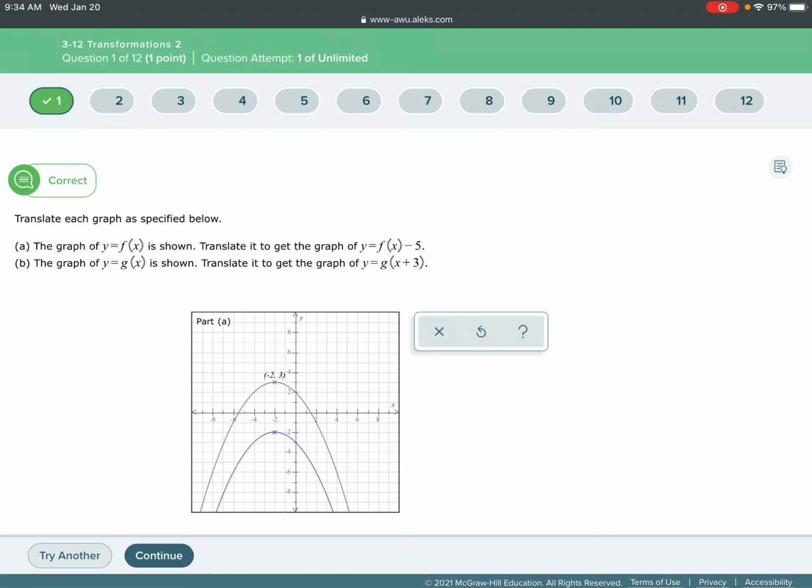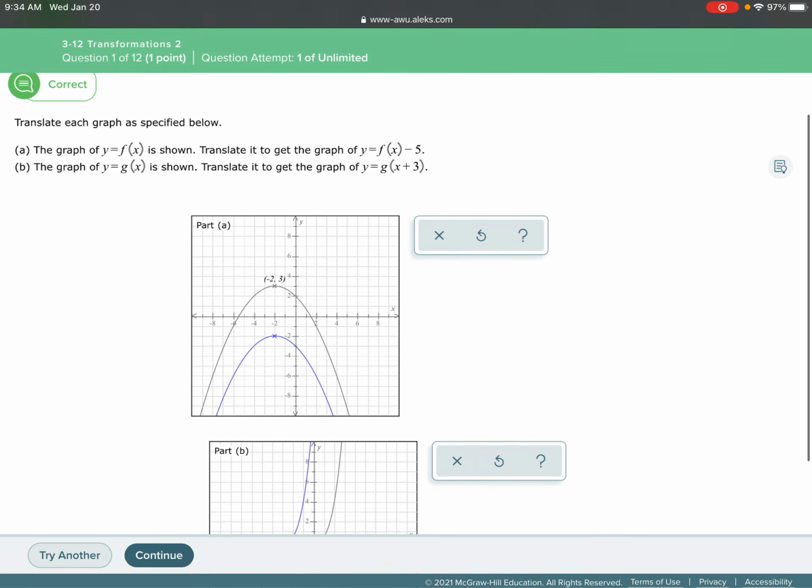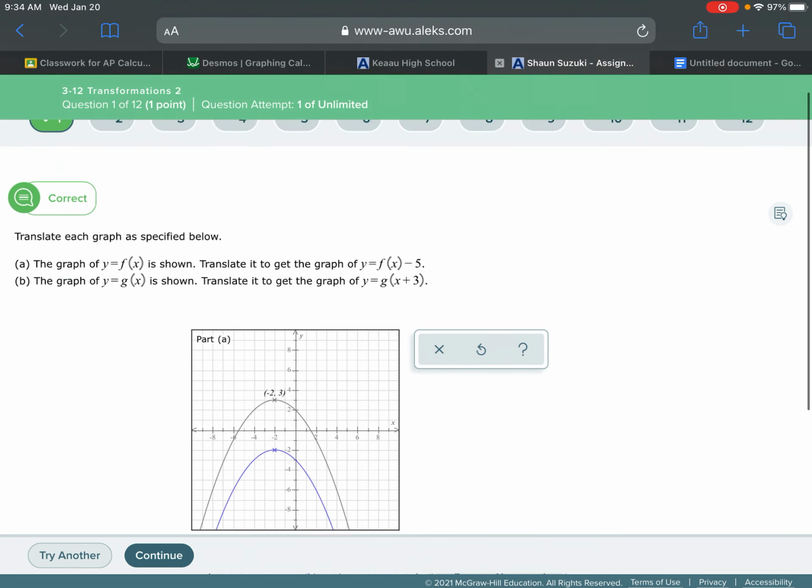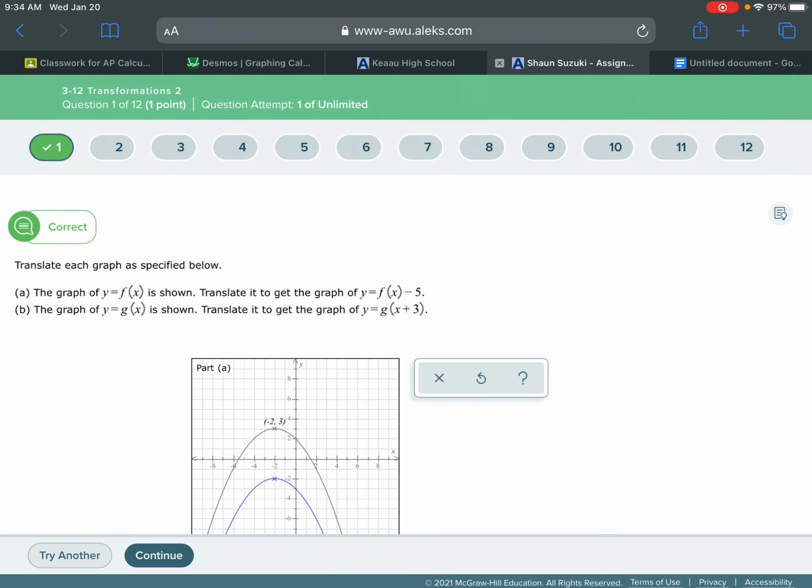So wherever our graph starts, just to make sure that we do it properly, addition and subtraction outside of our parentheses translates up and down. Addition inside of our parentheses goes left, and subtraction in our parentheses goes right.